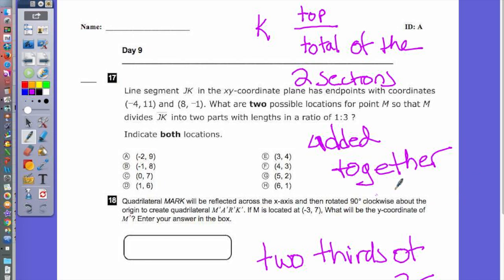The ratio means 1 on one side, 3 on the other, which is 1 out of 4. So the K was 1/4. Your K ratio here would be 1/4. Wait, so wouldn't 2/3 of the way be 2/1? Yes, 2/3 as a ratio would be 2 to 1. So if it had 2 to 1, your K factor would be 2/3. But if it said 2/3 of the way, it'd be 2/3.